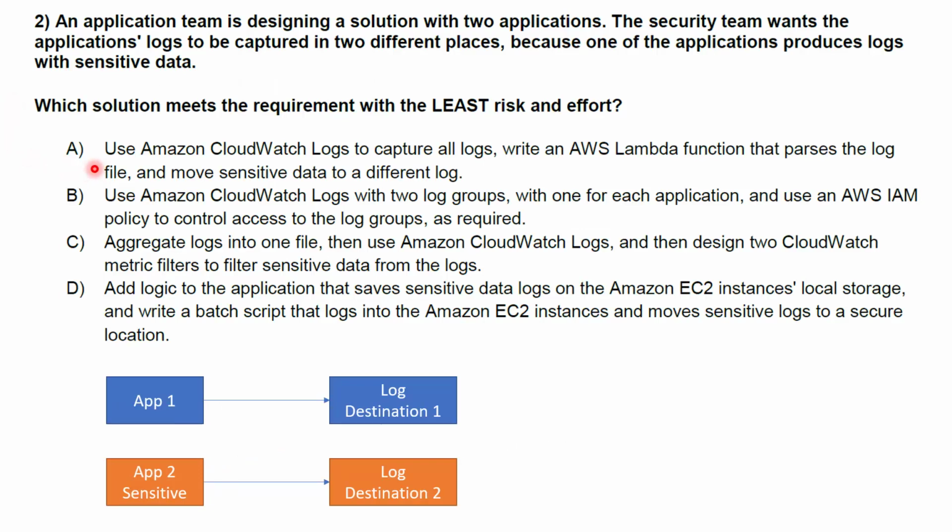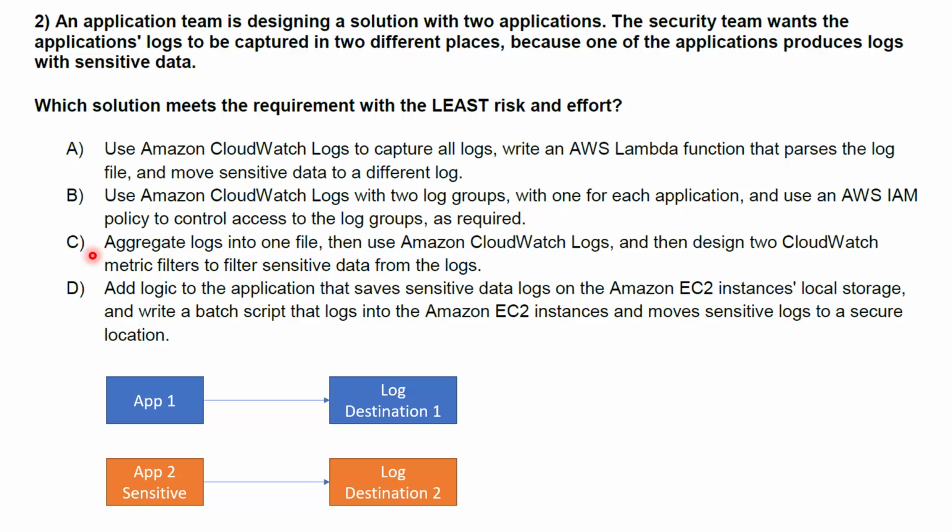Choice A talks about using CloudWatch log groups to capture all data and then separate using a Lambda function. This option looks like a lot of work. Remember, the emphasis of the question is least risk and effort. This approach is both risky and requires a lot of effort. Choice B uses 2 log groups, one for each application, and then control access to log groups using IAM policy. This option is indeed the recommended approach, so B is a valid choice. Let's look at the other 2 choices.